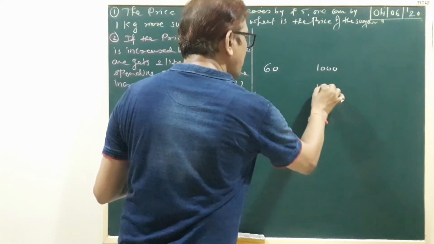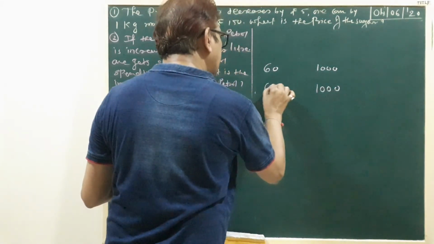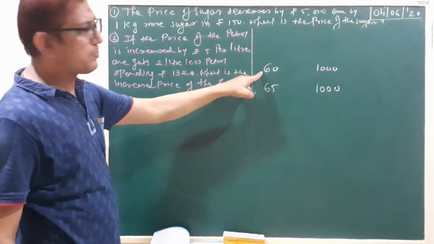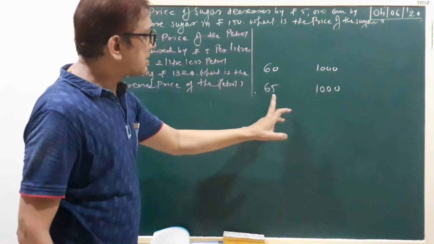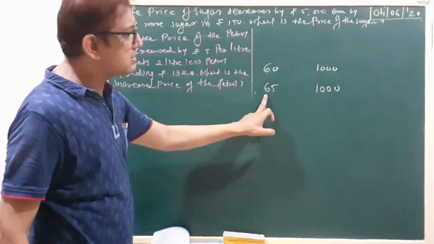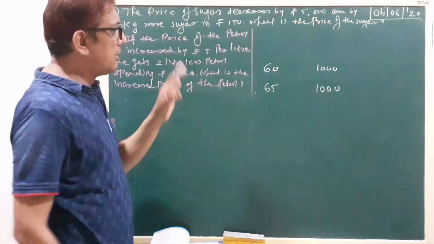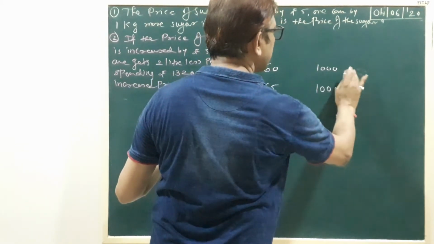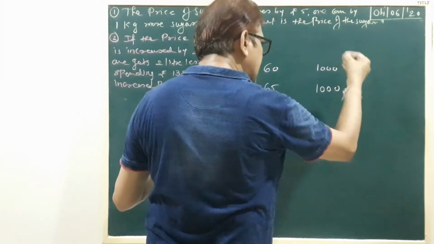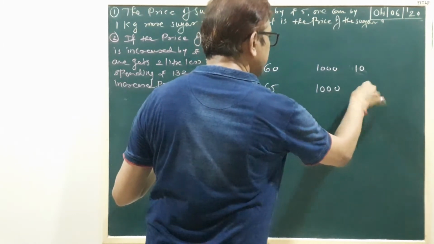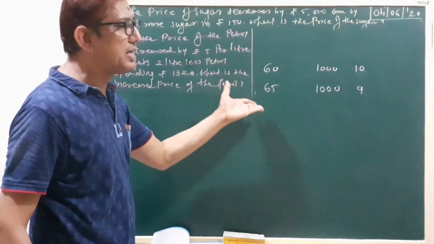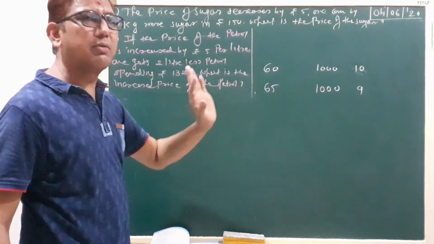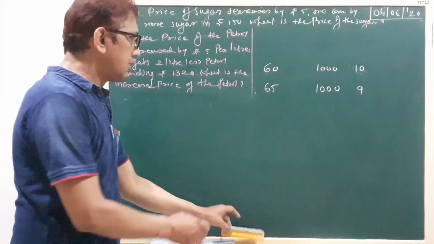Now again 1000 rupees petrol, but here the price will be 65. Here at 60 rupees per liter price, we purchase 1000 rupees petrol. Here at 65 rupees per liter price, we purchase again 1000 rupees petrol. First time, suppose we take 7 liter or otherwise 10 liter, anyone. So next time we purchase 9 liter because the price will be increased. Clear? So if price is increased, then quantity will be decreased. Okay?